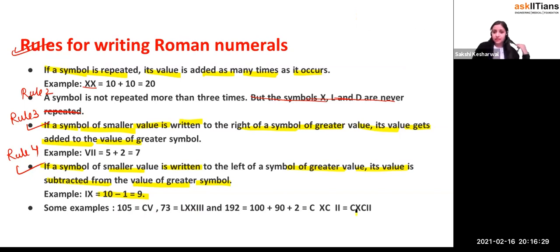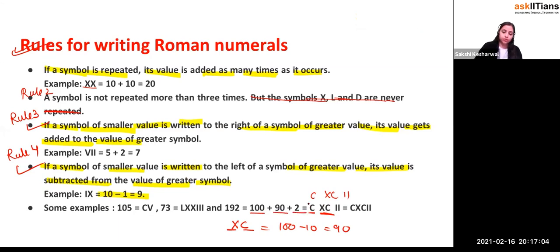So if it's written XCII, how are you going to write this? Just see this. C is equal to 100. If I write XC, this is the greater number and this is the smaller number. So this is 100 minus 10, which is equal to 90, right? So you break this up, and II is equal to 2. So this is XC, II. So this is equal to 100 minus 10 plus 2, that is 92, right?